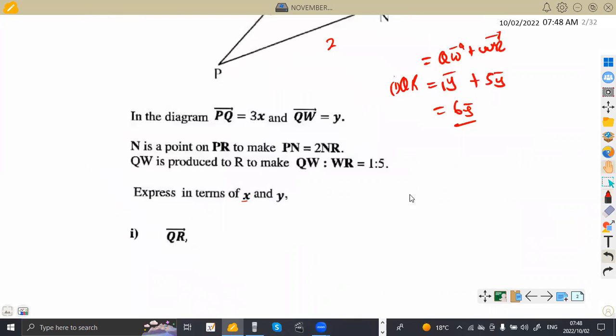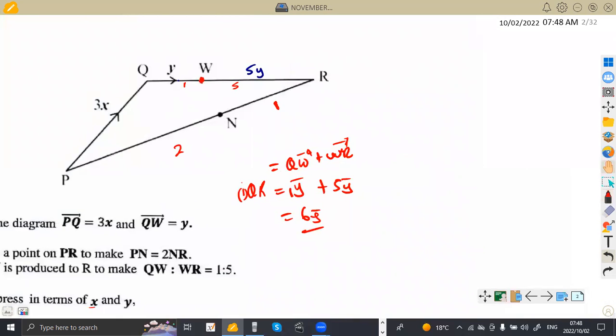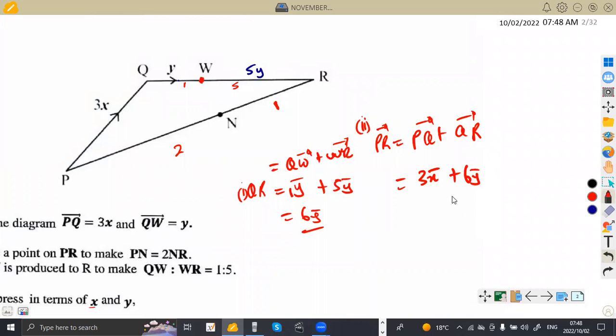So this is item 2, we need vector P to R. Which route are we going to take from P to R? We're going to be PQ plus QR. So we want to find vector PR. We said vector PR is PQ plus QR. So PQ from P to Q is 3x. So this is 3x plus QR, the one that we got here, QR is 6y. So just add the two.